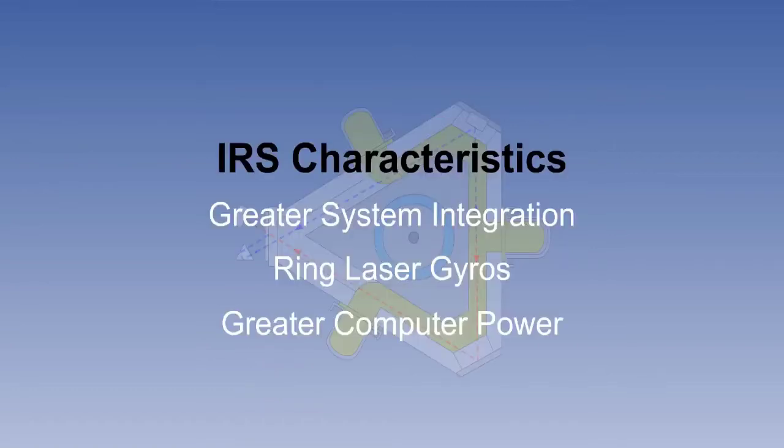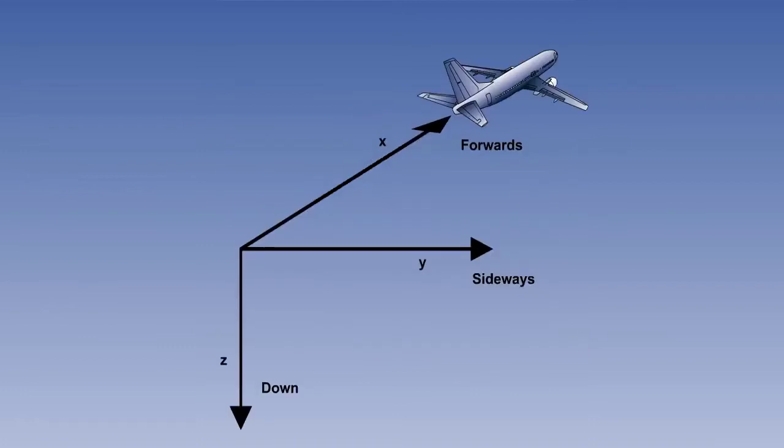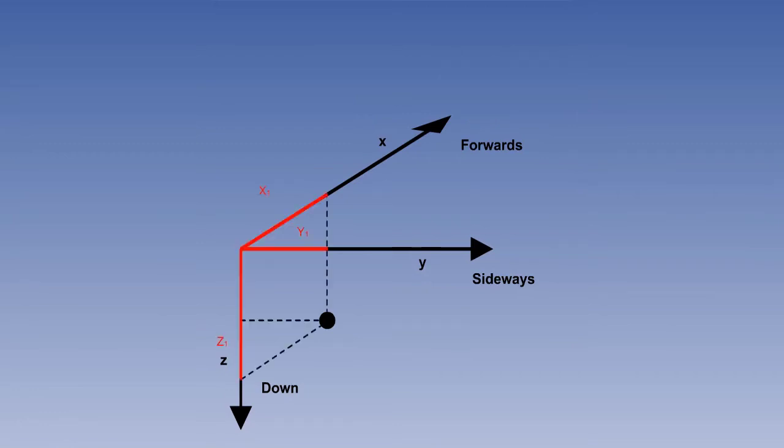This situation is resolved by making use of the great increase in computer power which has become available in the last 30 years. We can construct a mathematical model to solve the problem. The technique is called axis transformation. Imagine our aircraft in some particular flight attitude. And here is some point in 3-dimensional space which we wish to define. It can be defined by the coordinates x1, y1, and z1.